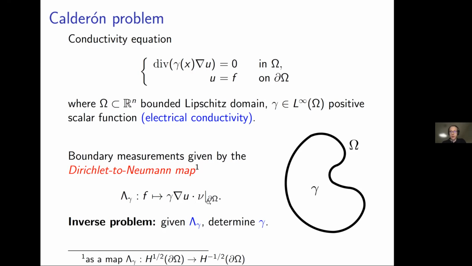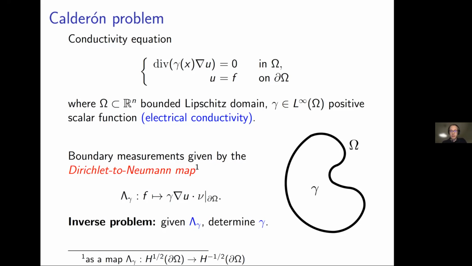And in this way, in a mathematical idealization, your boundary measurements will be given by the Dirichlet to Neumann map Lambda_gamma, which can be thought of as a map from, let's say, Sobolev space H^{1/2} of the boundary into H^{-1/2}, which takes the Dirichlet data f into the Neumann data. So this map encodes the electrical measurements that you are doing at the boundary. The inverse problem would be, if you know these electrical boundary measurements given by this map Lambda_gamma, you want to determine gamma. Okay, so this is the problem.